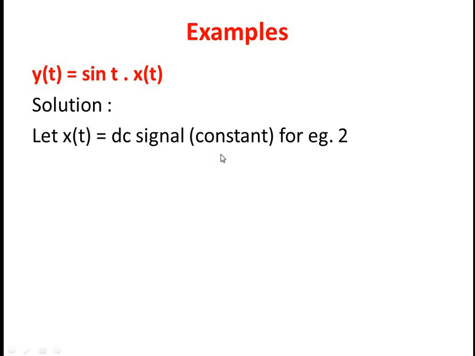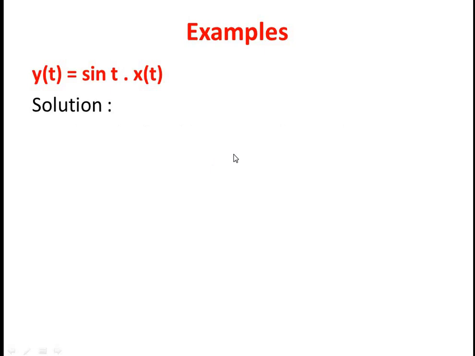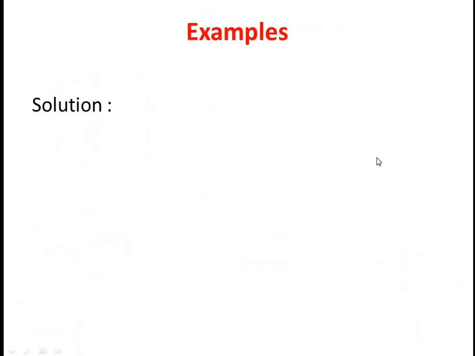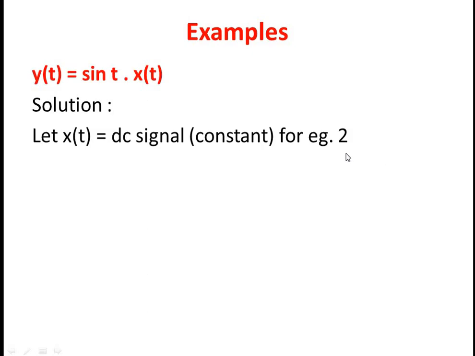DC signal is constant, just like a unit step function. It is having a constant value starting from 0 till infinity. Likewise, the DC signal is going to function. So for the DC signal, the magnitude is 2 here, because the first one is unit step, so the value keeps on maintaining at 1. But here we are going to consider a DC signal with a magnitude of 2.